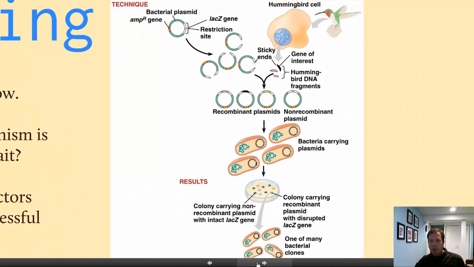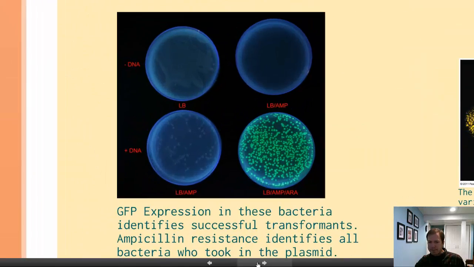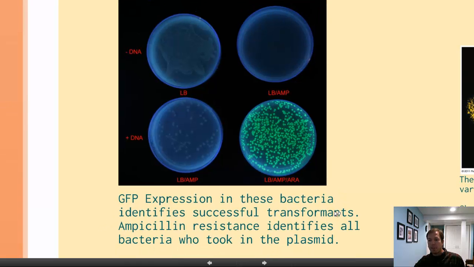That stands for the green fluorescent protein. As you can see here, the one on the bottom right, each of those dots is a colony of bacteria. That is the growth of many bacteria from one original bacterium that had taken the plasmid and is now expressing a protein that when exposed to UV light will glow green. This comes from a type of jellyfish, and it's abbreviated GFP for green fluorescent protein.